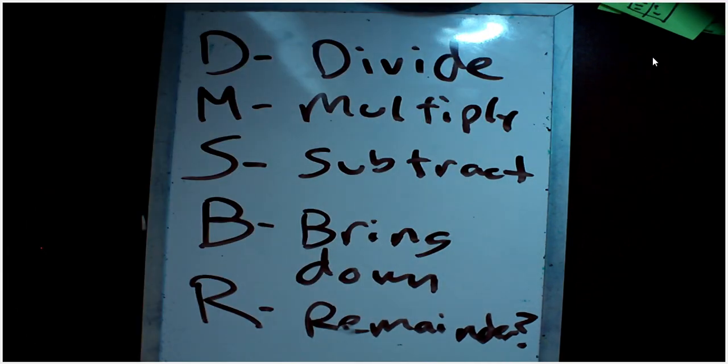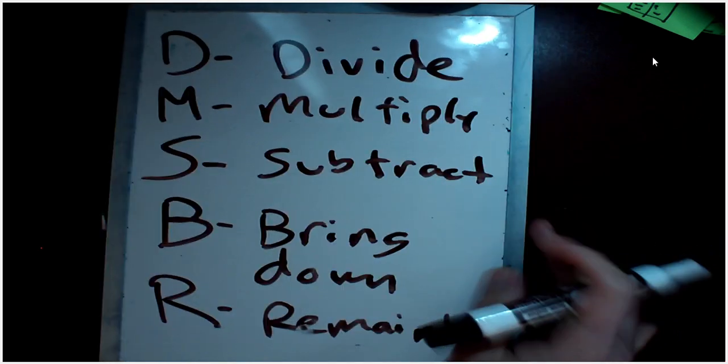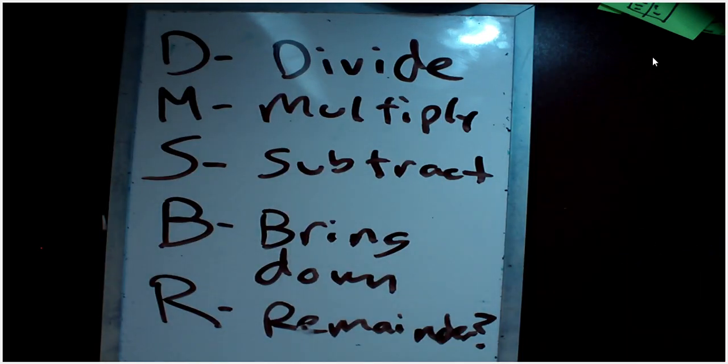It is a mnemonic that outlines the steps for long division. So the D stands for the division part. M is multiply, S is subtract, B is bring down, R is remainder. So let's make sense of does McDonald's sell burgers really, or divide, multiply, subtract, bring down, remainder.